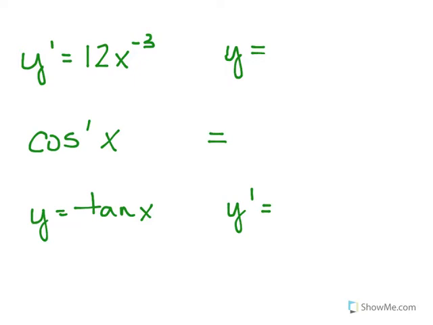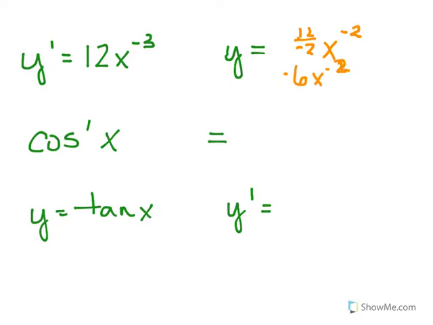Taking a look at the next question, it said find y if y prime was 12x to the negative third. I'm not exactly sure what it's going to be, but I know it's going to go up 1 power. Up from negative 3 is negative 2. And I know the answer is going to be 12 over negative 2, or negative 6x to the negative 2. And I can check by taking the derivative of that and seeing what I get.